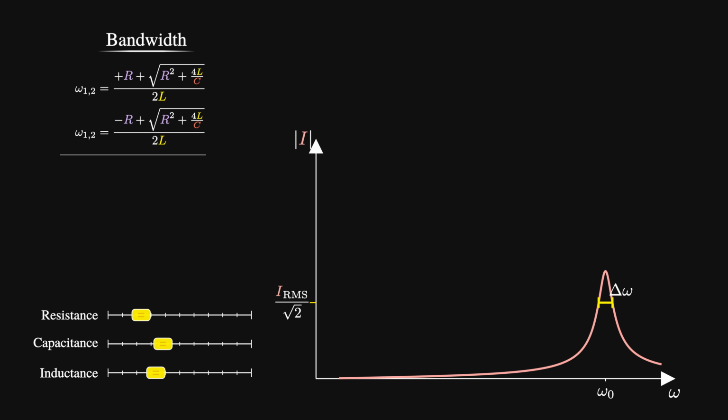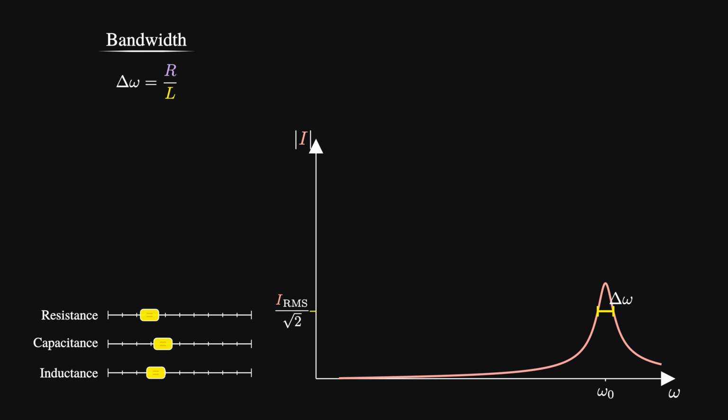As we said, the bandwidth is simply the difference between these, which happens to cancel out very neatly. We obtain a bandwidth of R over L. And this matches what we saw earlier, where the resistor and the inductor vary the width of the curve, while the capacitance does not.